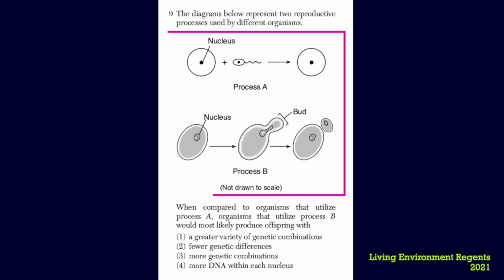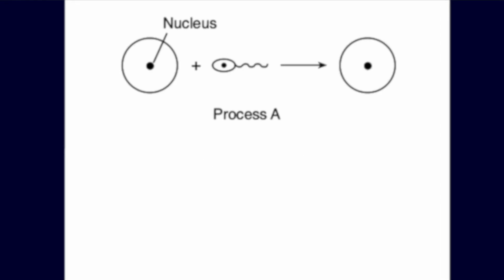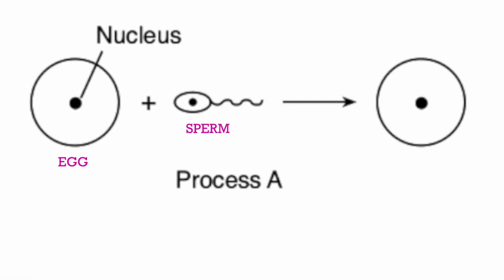Let's look at our example. This is the question from the June 2021 Regents exam. We know the question is talking about two different reproductive processes that happen in different organisms. The first image shows us a sperm and an egg. There is a plus symbol and an arrow, and then only one cell at the end.